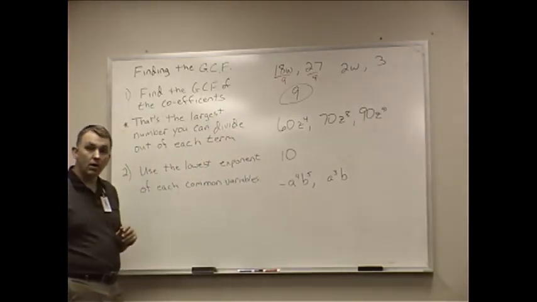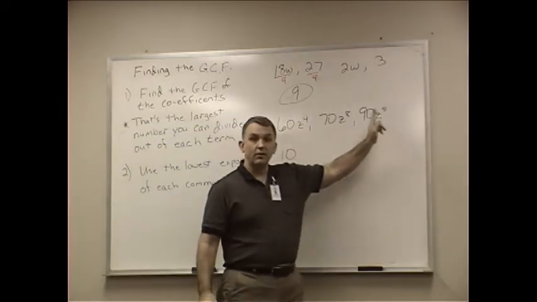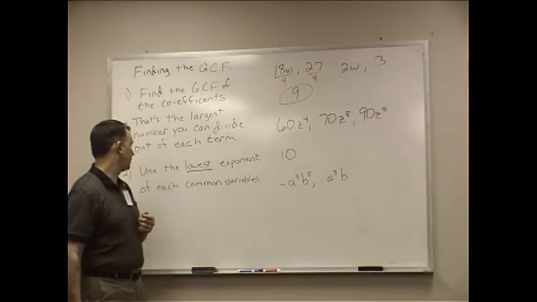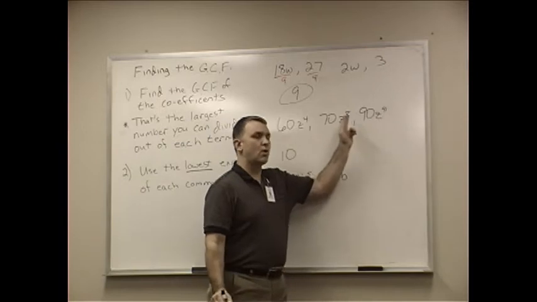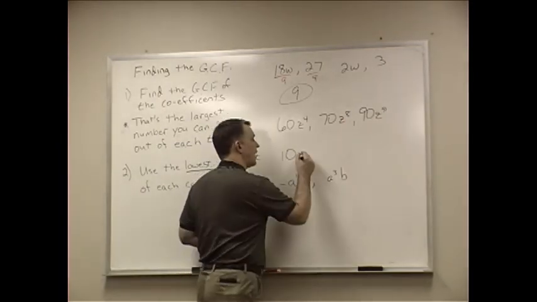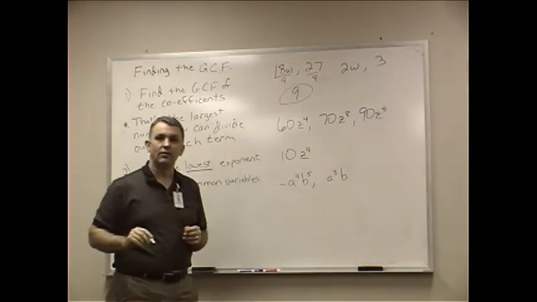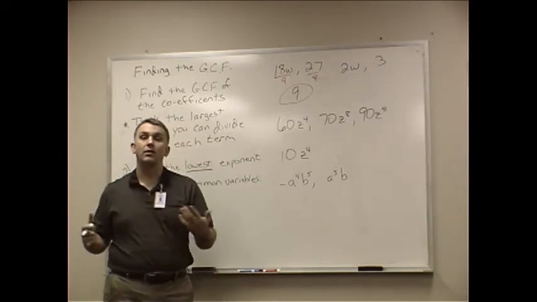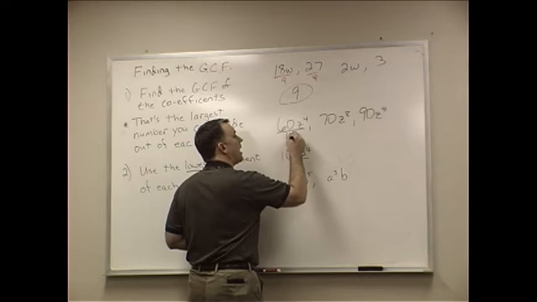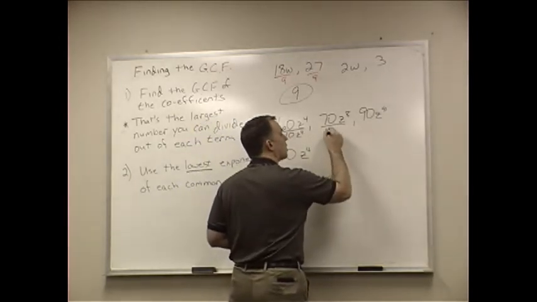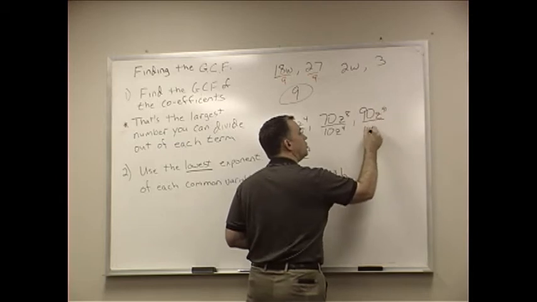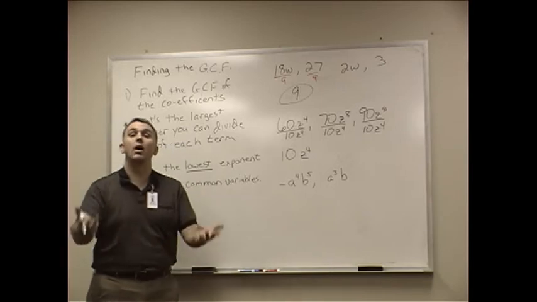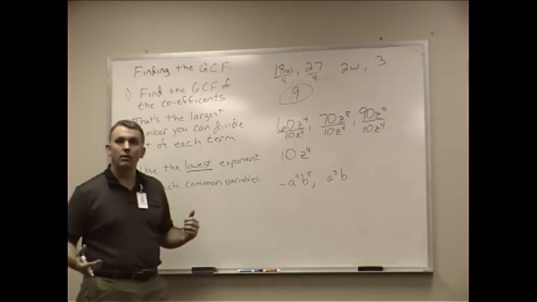As far as the variables go, they all have a z, so they have a common variable. Use the lowest exponent. What's the lowest exponent between 4 and 8 and 9? The answer is obviously 4. So it's 10z to the 4th. Now, again, just a nice little way to look at it and see. What if we divided each of these by 10z to the 4th? This is just a way for you to check. Did I divide out the largest thing I could divide out of all of those terms?